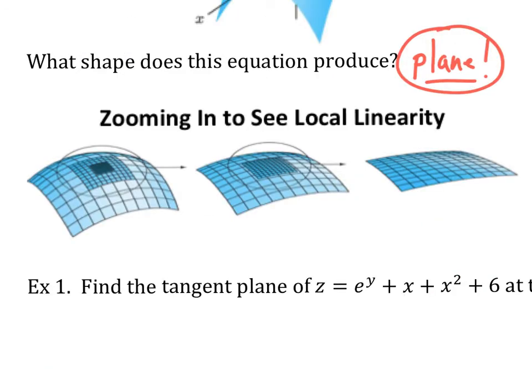And so when we zoom in to see local linearity, this is the curve that we do have, and we're going to zoom in once and then twice. What happens as we keep on zooming in? Well, it's going to look flatter and flatter and flatter, so it's going to look like a plane.